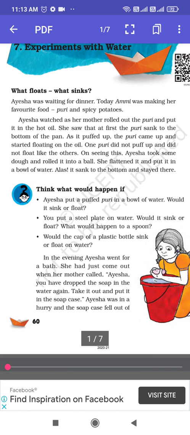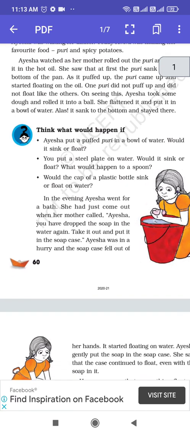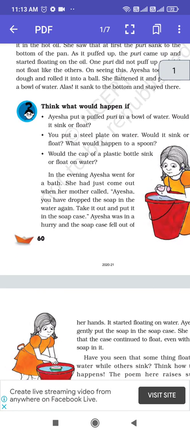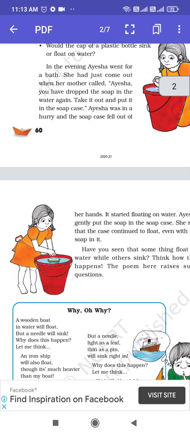For example, a spread shape will float, but a ball shape, for example, you put aluminium foil, okay, spread aluminium foil, then it definitely will float. But if you make a ball of that aluminium foil, then it will sink to the bottom. Now, would the cap of a plastic bottle sink or float on water? That cap of a plastic bottle will definitely float.